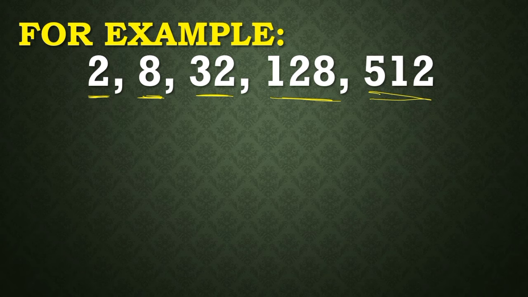Now, to check if the common ratio is really common, 8 divided by 2 is 4. 32 divided by 8 is 4 also. 128 divided by 32 is 4. And then 512 divided by 128 is 4. So the common ratio is 4. This is a geometric sequence.